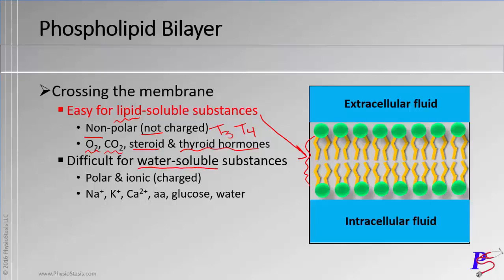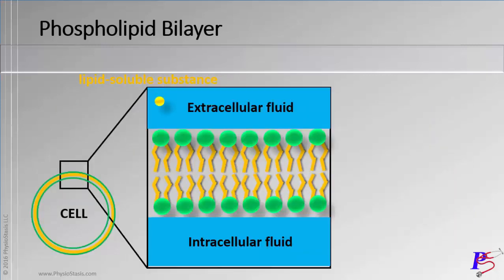We'll talk about these in more detail in the next video in terms of polar and ionic or charged substances, like what's Na? Na is sodium, K plus is potassium, calcium, AA stands for amino acids, sugar, glucose, and water. Here's a little animation. We got a little lipid soluble substance.